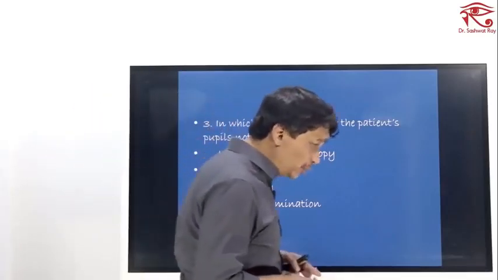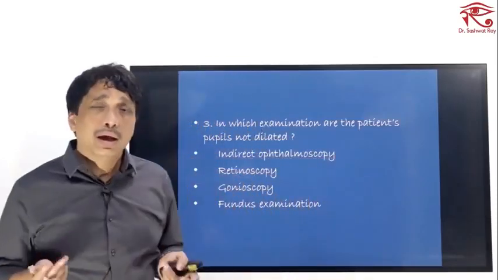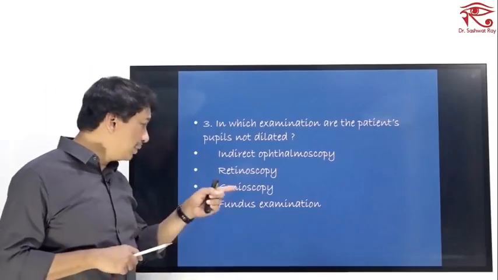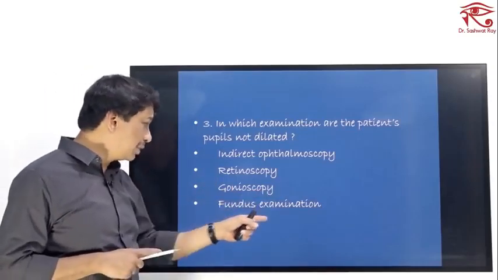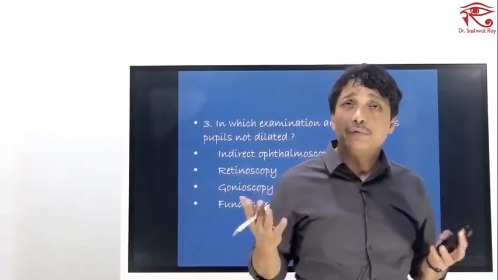Retinoscopy, no, because retinoscopy is for calculation of power and we need to dilate the pupil along with the cycloplegia for detection of hypermetropia. Gonioscopy and fundus examination, again fundus examination is ruled out because fundus examination means we need to dilate the pupil to get a better view of the retina.